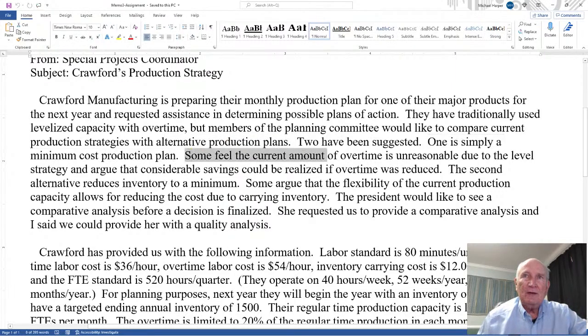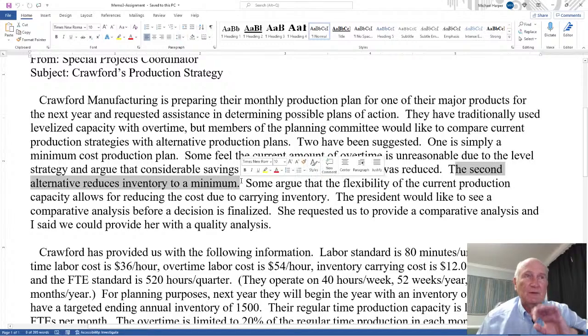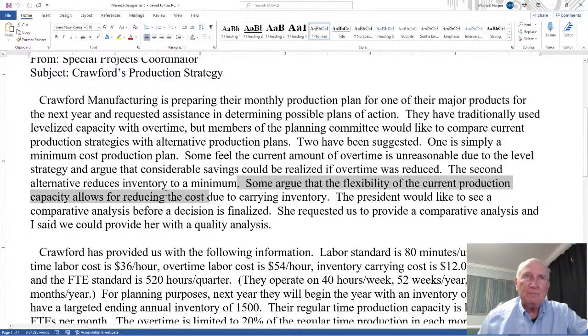Some feel the current amount of overtime is unreasonable due to the level strategy and argue that considerable savings could be realized if overtime was reduced. The second alternative reduces inventory to a minimum. So there are three different plans on the table: levelized capacity, minimum cost, and reducing inventory to a minimum. Some argue that flexibility of the current production plan allows for reducing the cost due to carrying inventory.